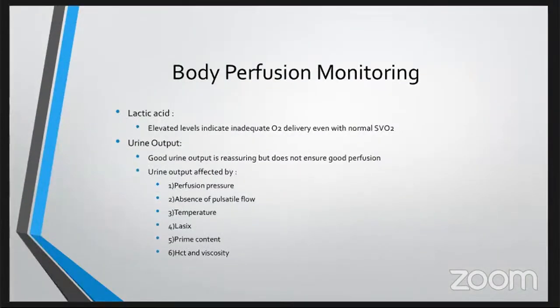So for body perfusion monitoring, we can utilize the lactate level, and elevated levels indicate inadequate oxygen delivery, even with normal venous sat. And urine output is actually a good indicator for reassurance, but does not ensure good perfusion. Urine output might be affected by perfusion pressure, absence of pulsatile flow, the temperature, added diuresis, the prime content itself, and by hematocrit and viscosity.